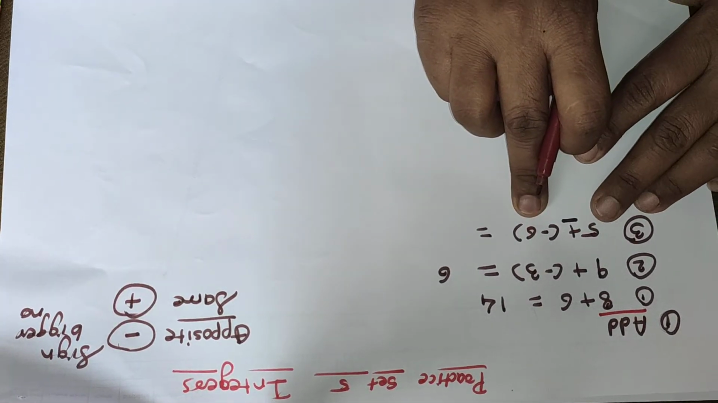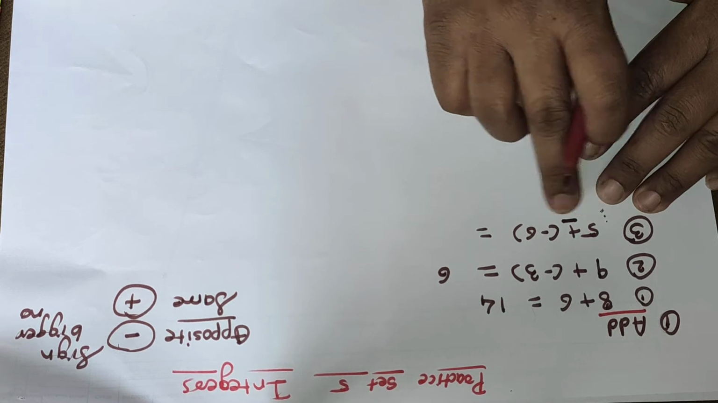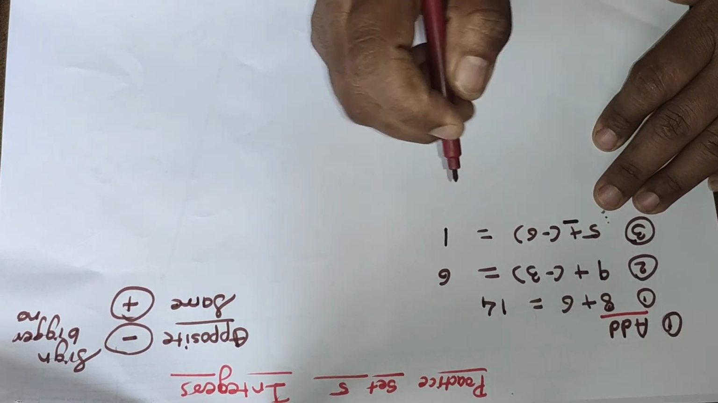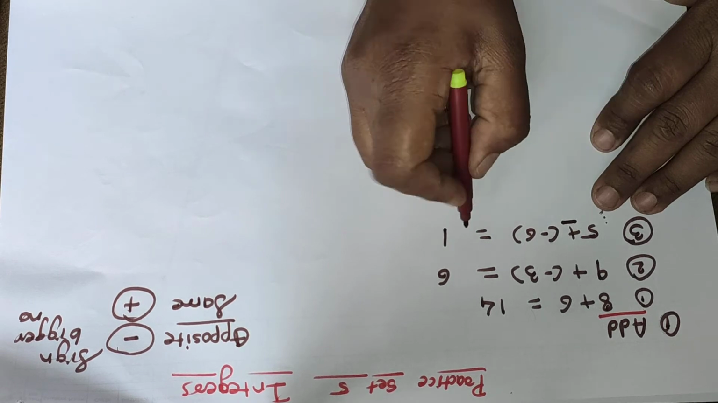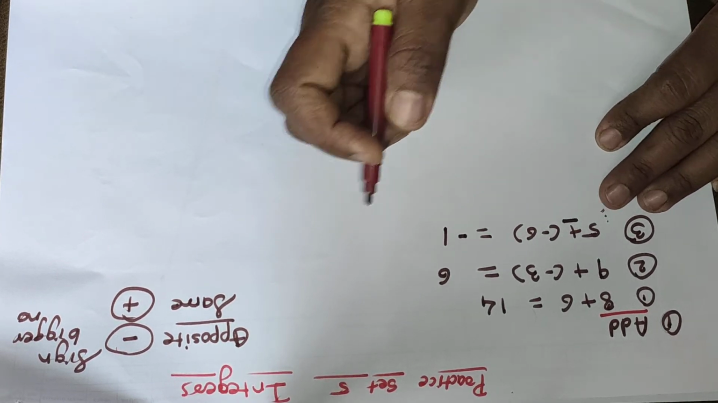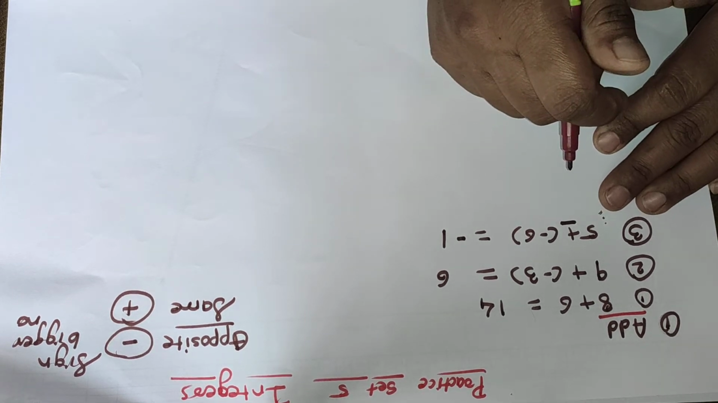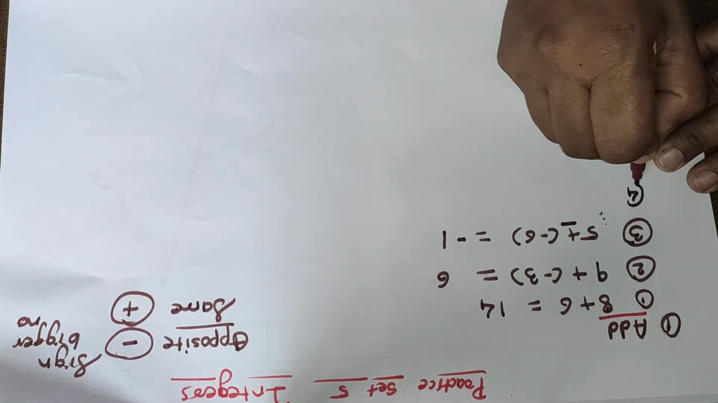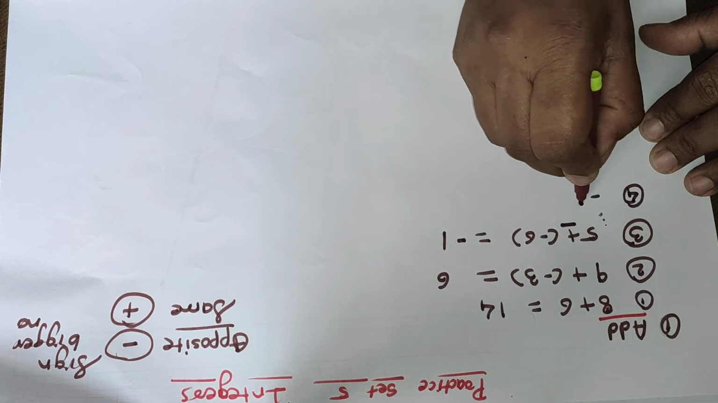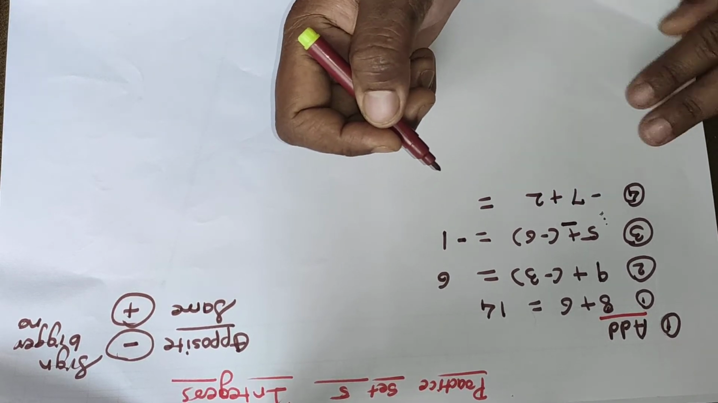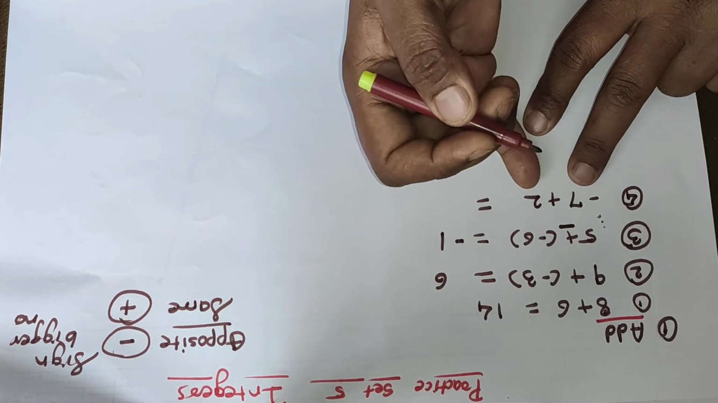So plus 5 and minus 6. 6 minus 5, bigger number minus smaller number. So 6 minus 5 is equal to 1. Okay, and the sign we have to give is the bigger number's sign. So here minus 1. Okay, next, the fourth example is what? Minus 7 plus 2. Here again opposite signs are there, minus 7 and plus 2.